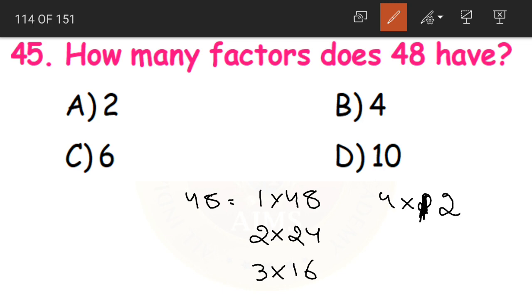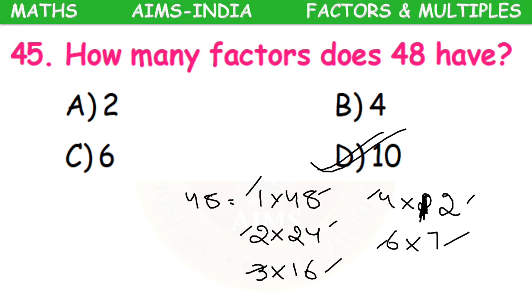It does not go in 5 table, then we have 6 7s are 48. Yes, children. Then we have, that's it, this is the last one. So how many factors does 48 have? 1 2 3 4 5 6 7 8 9 10. Yes, 48 has 10 factors. It's a pretty easy, simple and straightforward question. We just had to list down the factors and then count them.